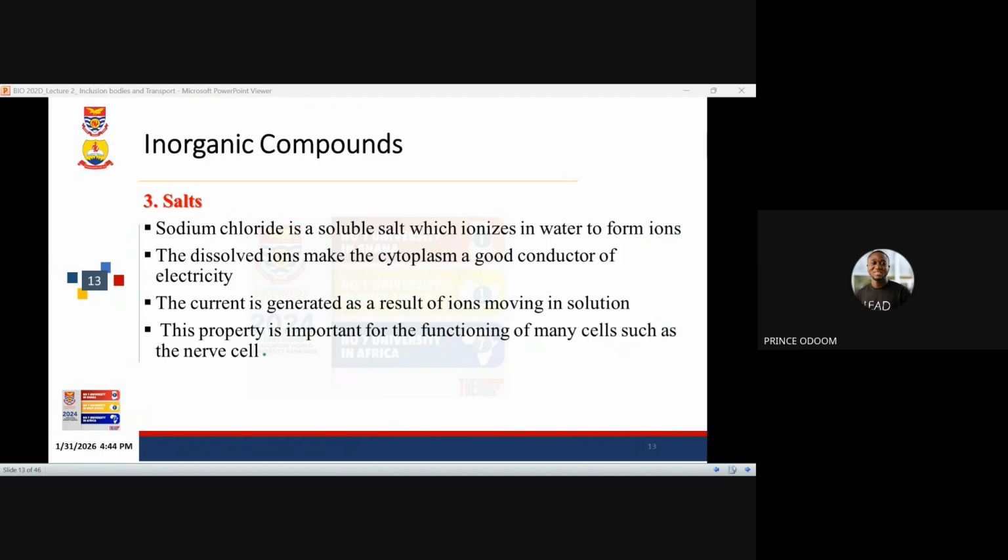So differences in ion concentration is what causes it. I'm sure in our group presentation, one group will be presenting on some of these action potentials and how the nerve carries these impulses. So when we get there, we'll look at that.